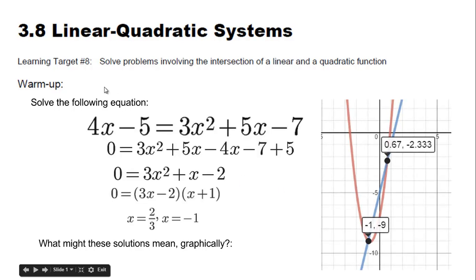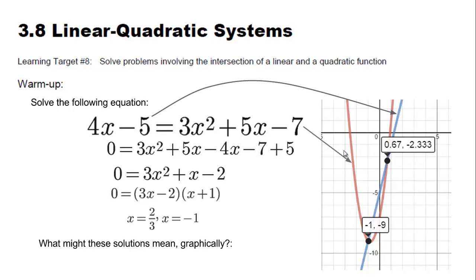So if we look at the graph, if we look at the line and the quadratic, the blue line and the quadratic parabola, the red parabola, x equals negative 1 is where they intersect, and x equals 2/3 is where they intersect. I'd ask you, where do you think you'd get the negative 9 from? Or where do you get the negative 2.33 from? In fact, if you take x equals 2/3 and sub it in to either one of these sides, either the line or the quadratic, you will get negative 9, or you will get negative 2.33.